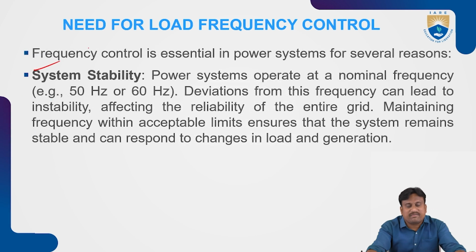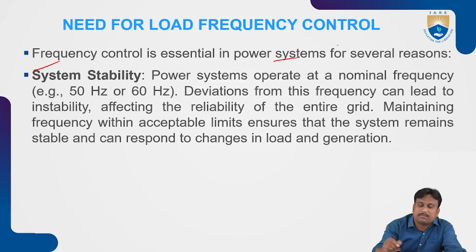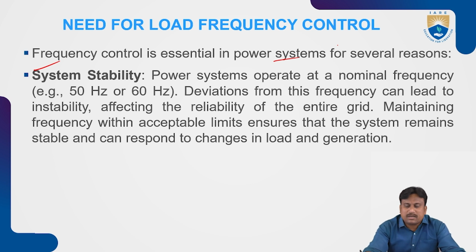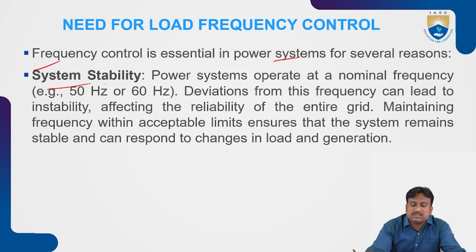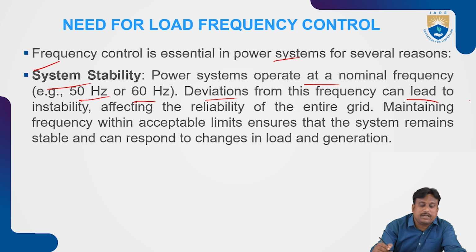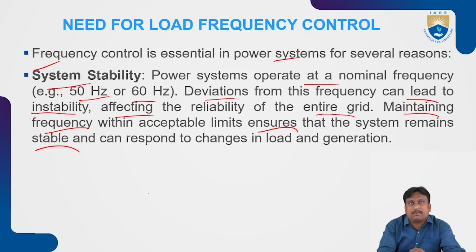Frequency control operation in the power system network is needed for many reasons. One is system stability. Power systems operate at a nominal frequency like 50 Hz or 60 Hz. Deviations from this frequency may lead to instability, affecting the reliability of the entire grid. Maintaining the frequency within acceptable limits ensures that the system remains stable and can respond to changes in load and generation.